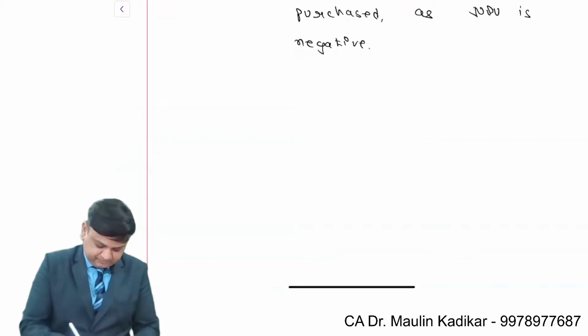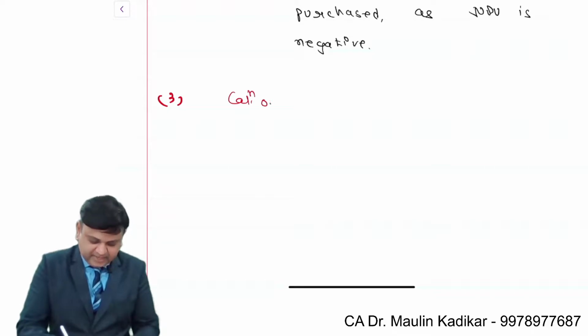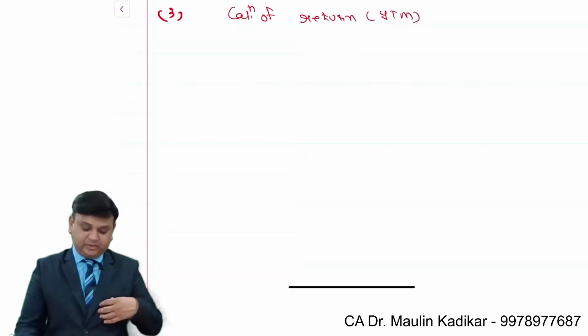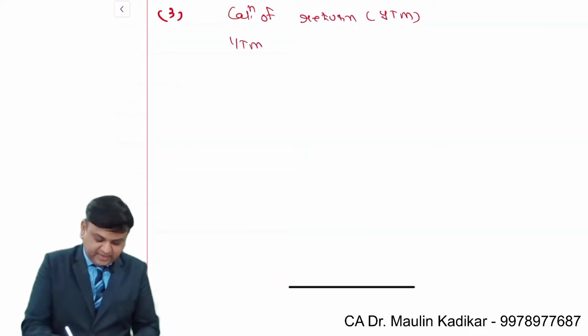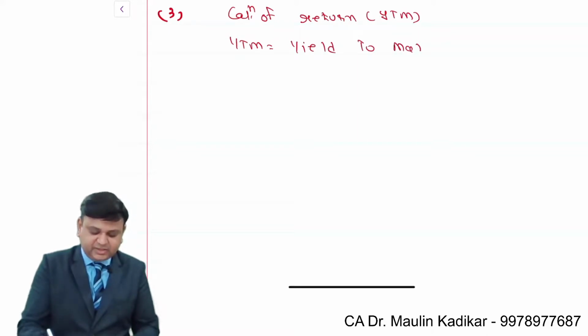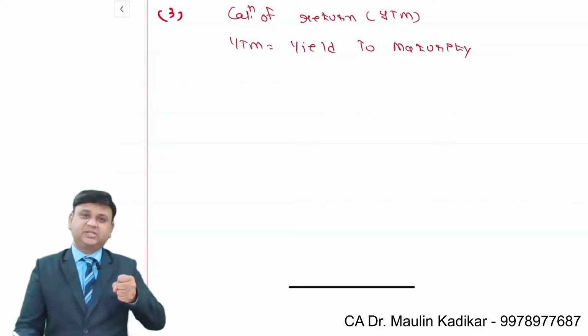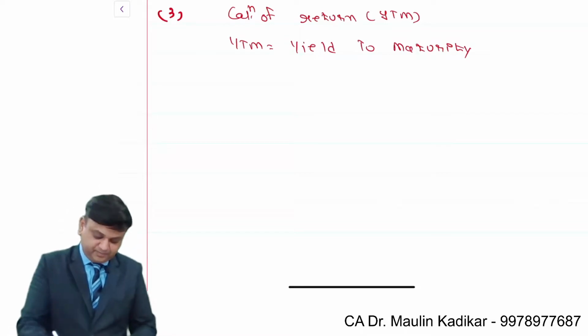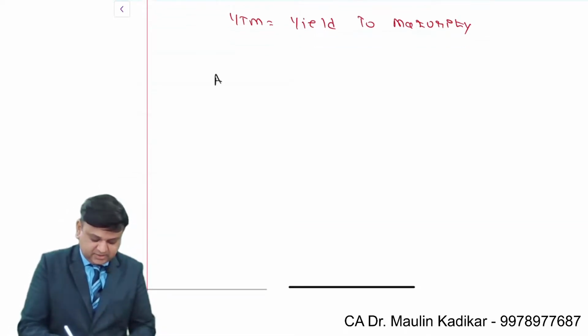Answer of the third question. Calculation of return. In bracket I am writing YTM. YTM stands for yield to maturity. Yield stands for return, and the return that you are able to earn for holding the security till it matures is considered to be the yield to maturity. So it is calculated like this.